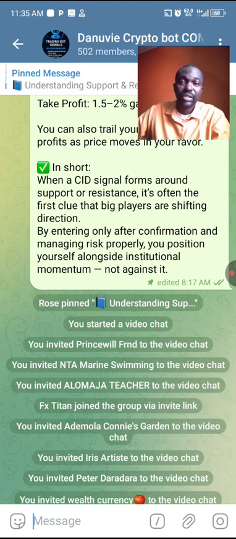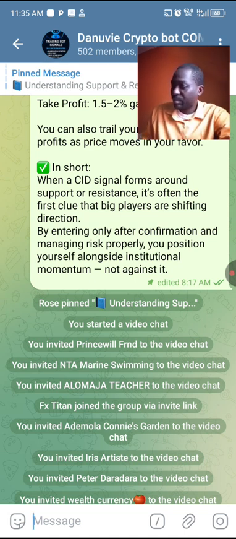This is another training session again, and in this session, we are just going to be looking at one topic for today. This topic is known as understanding support and resistance levels. After we look at this topic, we're going to be doing chart analysis. The signals that came out last week, we're going to be analyzing them today.